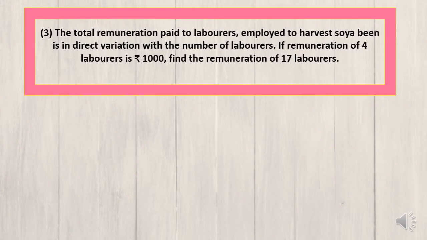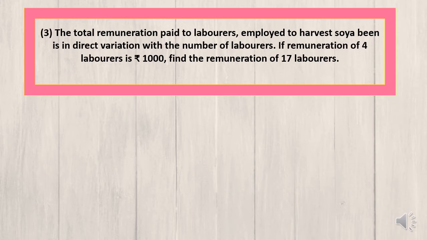Let us see the third example. The total remuneration paid to laborers employed to harvest soya bean is in direct variation with the number of laborers. So here we are given two things, that is the payment and the number of laborers. Remuneration is simply salary. If the remuneration of 4 laborers is 1000 rupees, find the remuneration of 17 laborers. Also, it is given that the salary of 4 laborers is 2000 rupees. So, what will be the salary of 17 laborers?